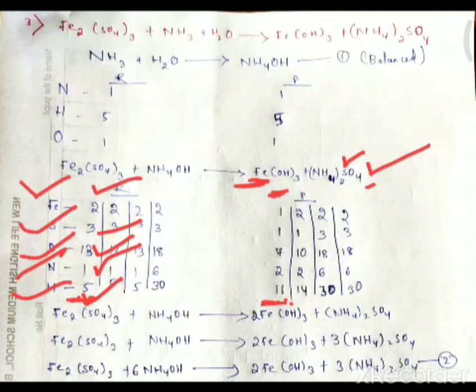Then 2 atoms of nitrogen and 11 atoms of hydrogen. How 11? This one is 4 times 2, 8, plus this side 3. Okay, so 11 atoms of hydrogen.